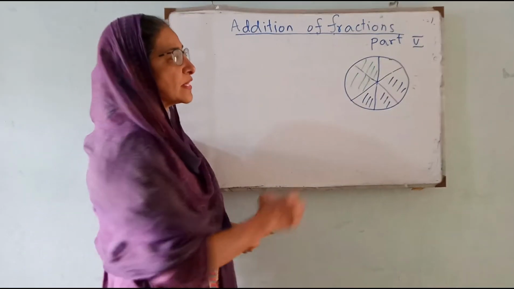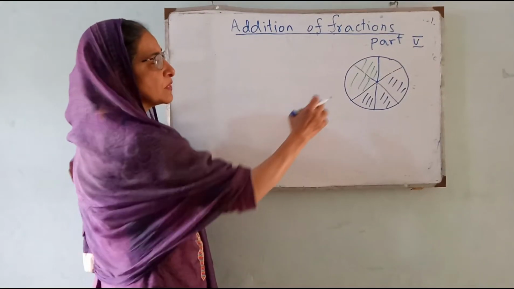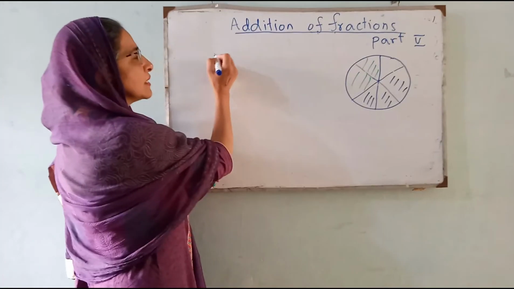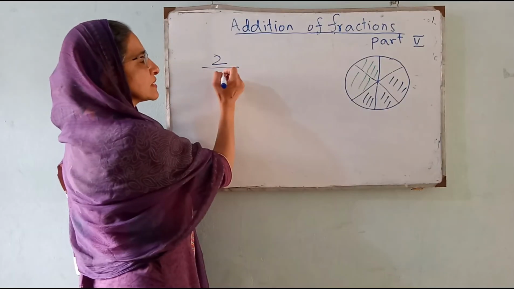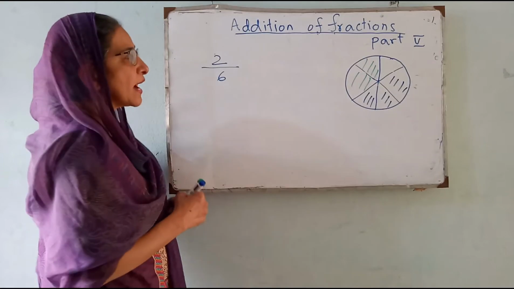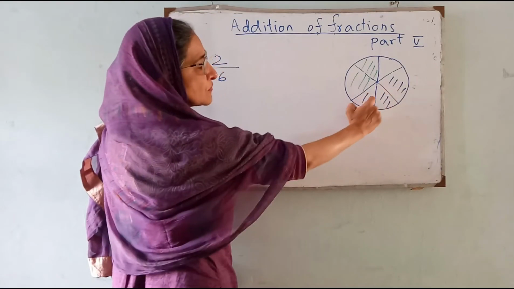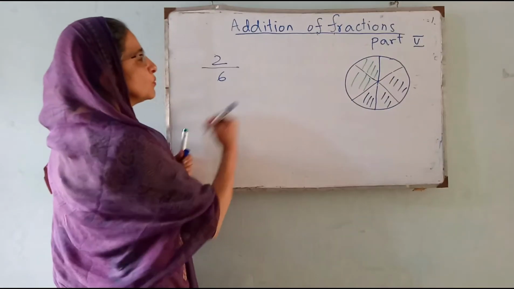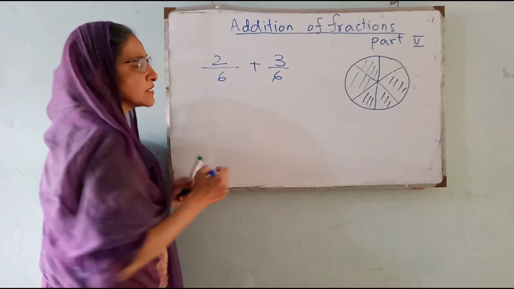So when I have to write the fraction for the green part, 2 are colored green, and out of how many? Out of 6 parts it is colored green. So the fraction for the green will be 2 by 6, and the fraction for the blue will be, since out of 6, 3 are colored blue, 3 by 6.